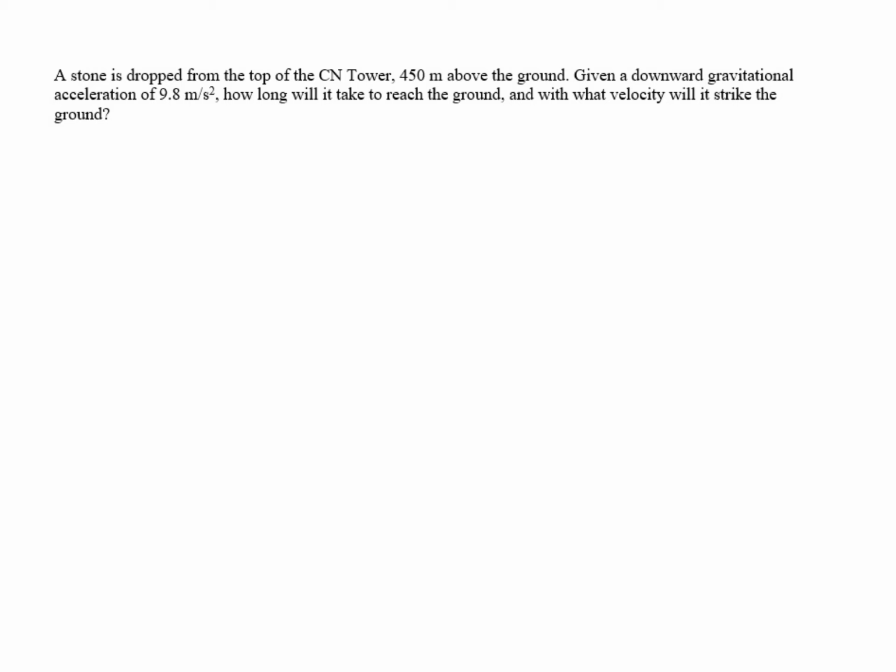A stone is dropped from the top of the CN Tower in Toronto, 450 meters above the ground. Given a downward gravitational acceleration of 9.8 meters per second squared, how long will it take to reach the ground, and with what velocity will it strike the ground?